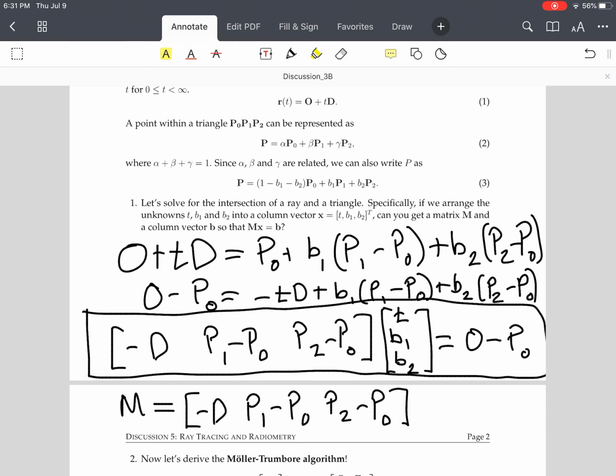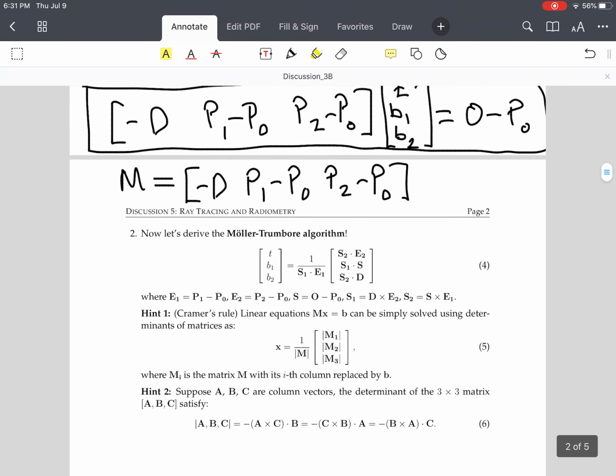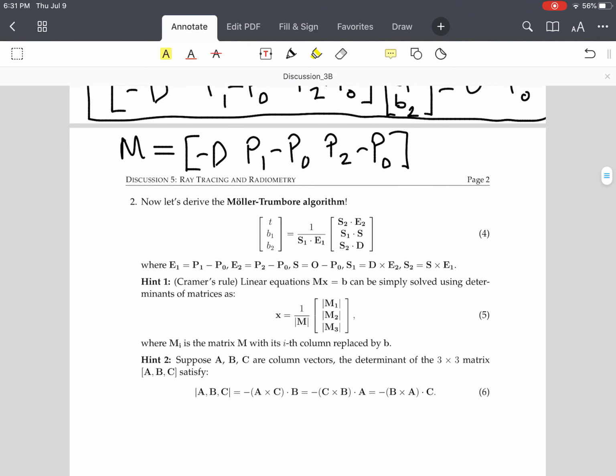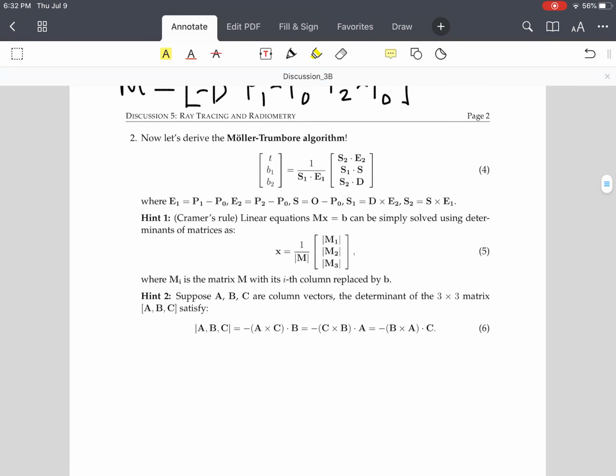We just took the ray equation, took a point equation on a triangle, set them equal to each other, massaged it a little bit, and we got this matrix equation. Let's keep going. Now let's derive the Möller-Trumbore algorithm that you hopefully saw during lecture. There it is on the top.